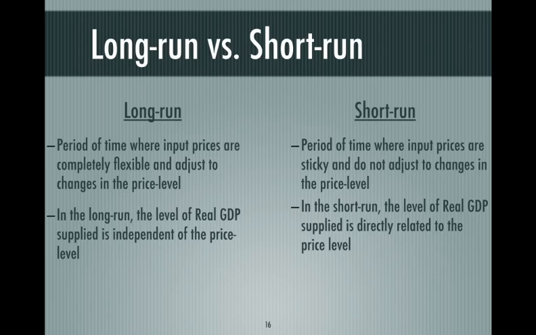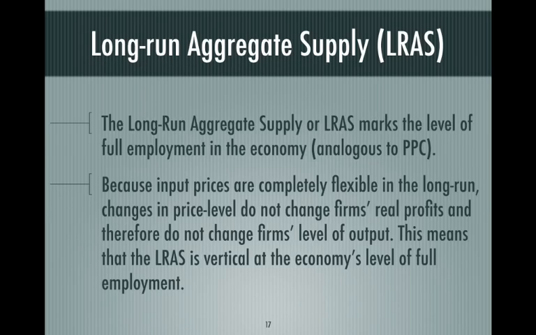All right. And in the short run, the level of real GDP supplied is directly related to the price level. So we'll see that in a moment as well. Now, the long run aggregate supply, we're going to look at this one first. It marks the level of full employment with the economy. All right. And I put down a note for y'all. This is analogous to the production possibilities curve that we talked about before.